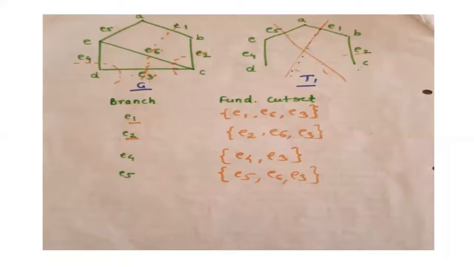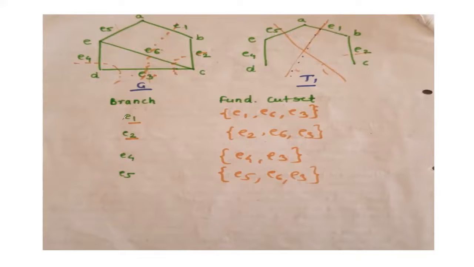The number of fundamental cut sets is equal to the number of branches. What is a branch? The number of edges present in the spanning tree. How many edges? 1, 2, 3, 4. They are E1, E2, E4, E5. These are the branches. So how many fundamental cut sets are there? Four. Four branches and four fundamental cut sets. Whenever we consider branch E1, every fundamental cut set contains exactly one branch.